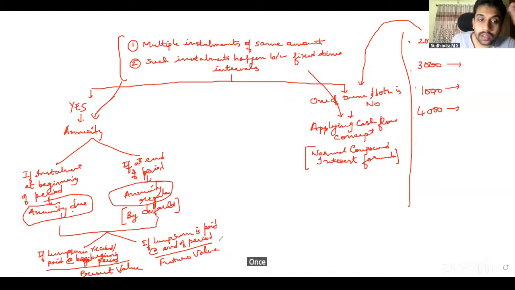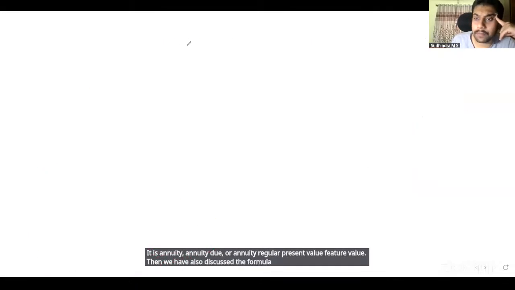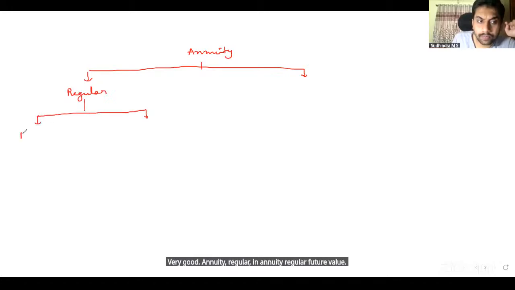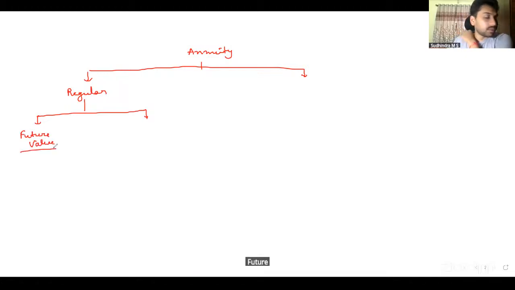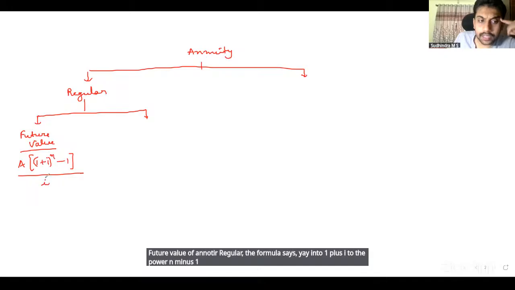Once we are thorough that yes, it is annuity, annuity due or annuity regular, present value, future value, then we have also discussed the formulas for calculating annuity. The first formula is the future value of annuity regular: A into 1 plus I to the power n minus 1, divided by I.